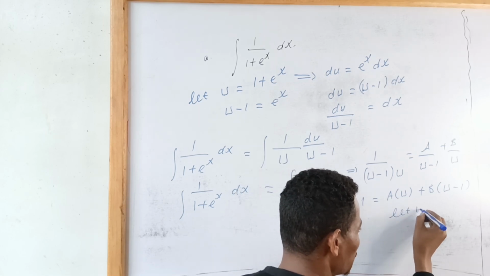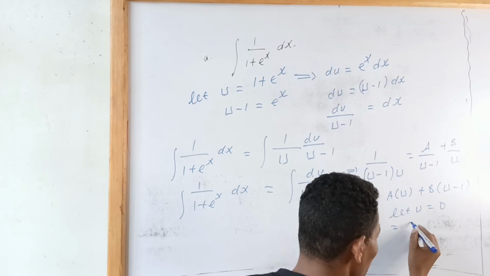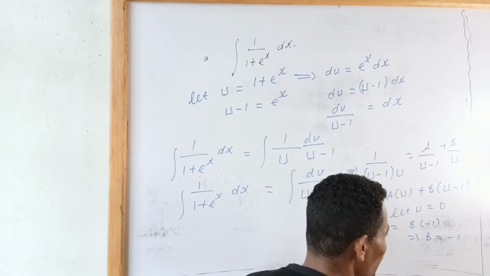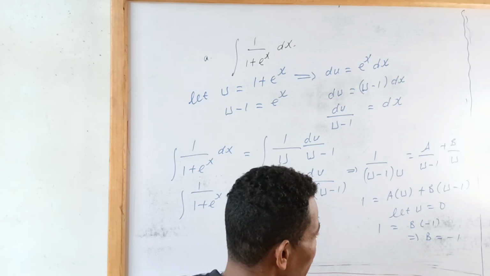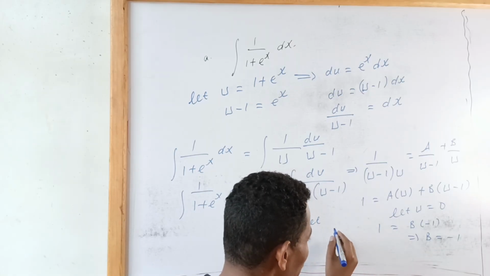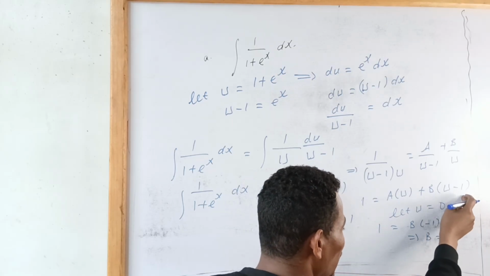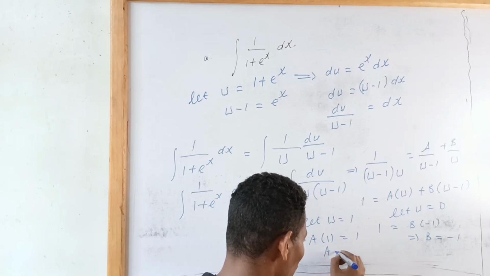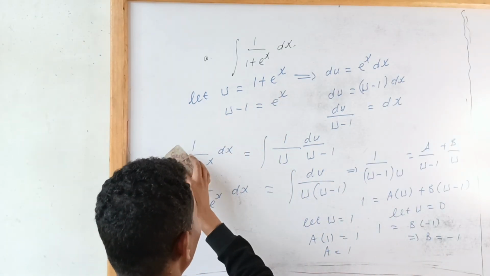Then let u is equal to 0. If u is 0, 1 is equal to b into minus 1. This implies b is equal to minus 1. Again let u is equal to 1, then 1 minus 1 is 0, so a into 1 is equal to 1, a is equal to 1.